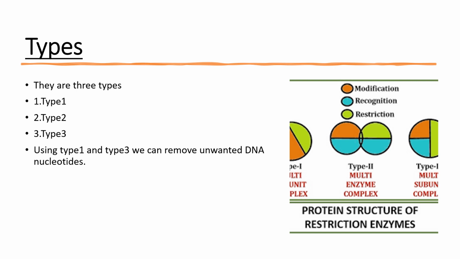Type 2 cuts exactly at the target site, and it is costlier compared to type 1 and type 3. The type 3 restriction enzymes cut 25 base pairs away from the target site, and it is cheaper than type 2. Using type 1 and type 3, we can remove unwanted DNA nucleotides.